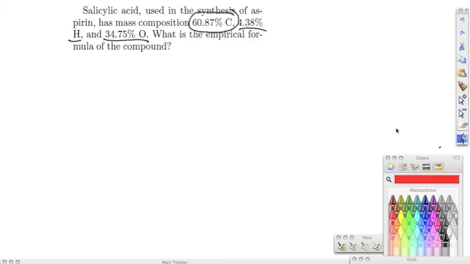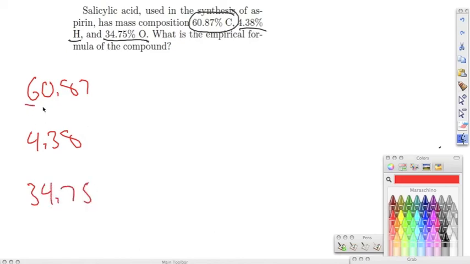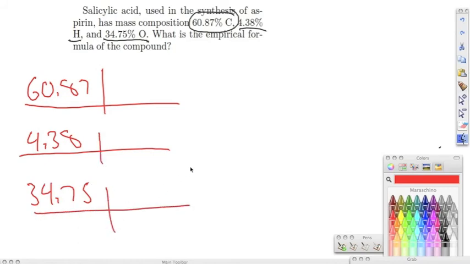Now, when solving for the empirical formula, all we do is take our percents, which are 60.87, 4.38, and lastly 34.75. We take those and start by dividing them by their molar mass to get them into moles. We're going to pretend that these, instead of percents, are grams. So we divide by their molar mass.